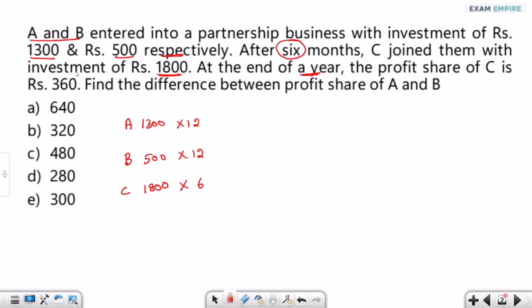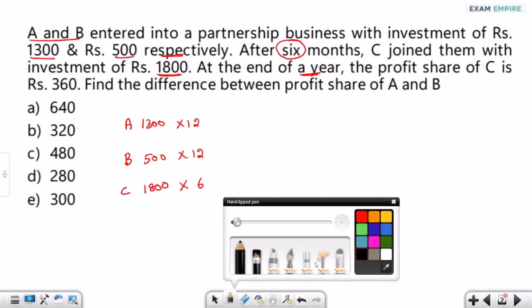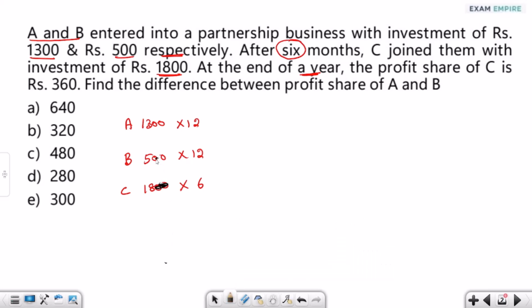The profit share of C is 360. Now we'll cancel the zeros. Any zeros and zeros will get cancelled. So this is 1 times, this is 2 times, again 2 times, and 1 times 1, and here it is 9. So it is 13 : 5 : 9. This is nothing but the profit ratio.